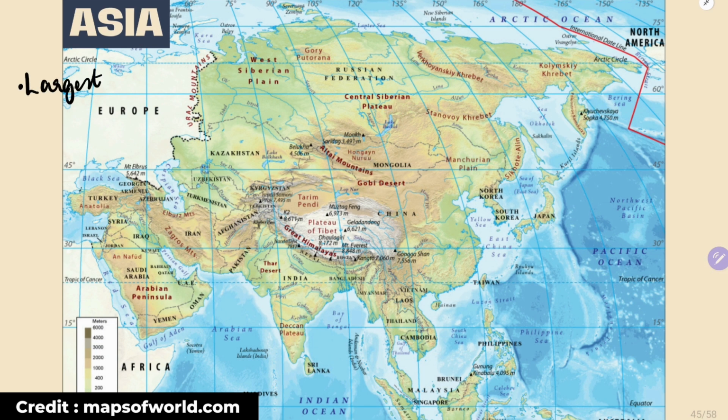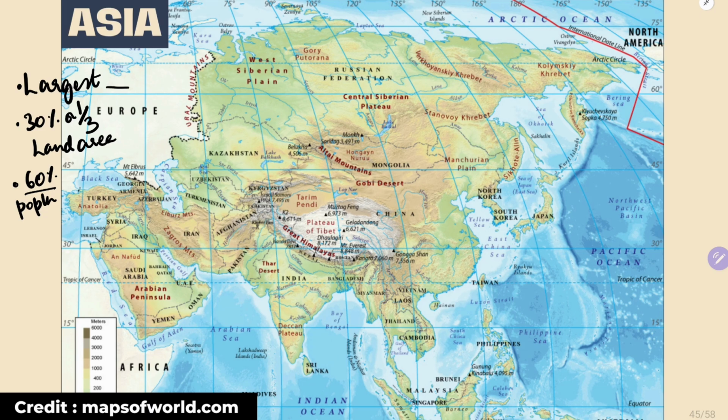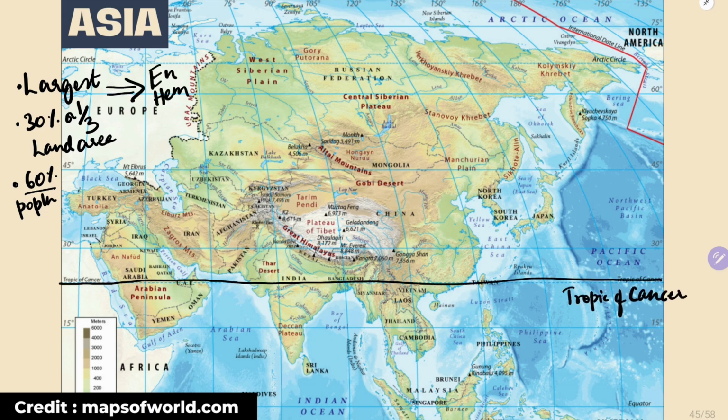Asia is the largest continent on Earth. It covers about 30% or almost one-third of Earth's total land area and is home to nearly 60% of the world's population. Asia lies in the Eastern Hemisphere and the Tropic of Cancer passes through it. Asia is surrounded by 3 major oceans, that is the Arctic Ocean in the north, the Pacific Ocean in the east, and the Indian Ocean to the south.